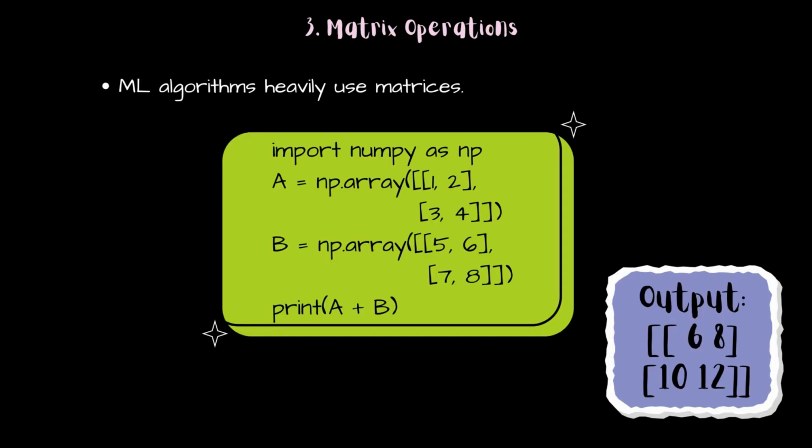Third, NumPy handles matrix operations. A matrix is simply a table of numbers arranged in rows and columns. Machine learning algorithms perform countless matrix calculations during training. NumPy makes operations such as addition, multiplication, and transformation easy and efficient.